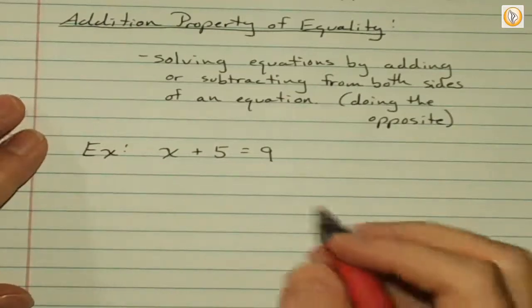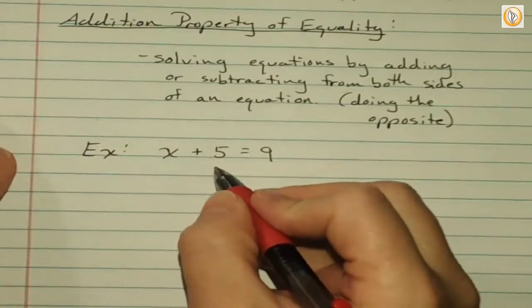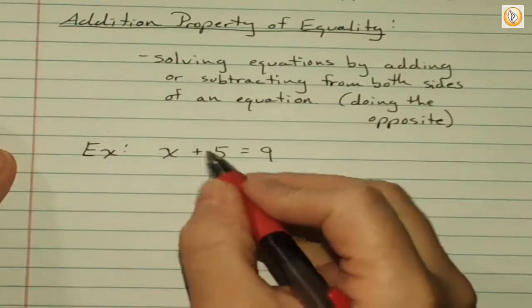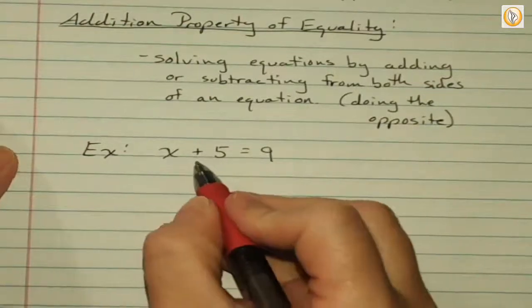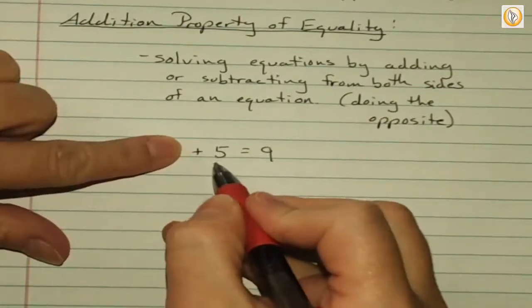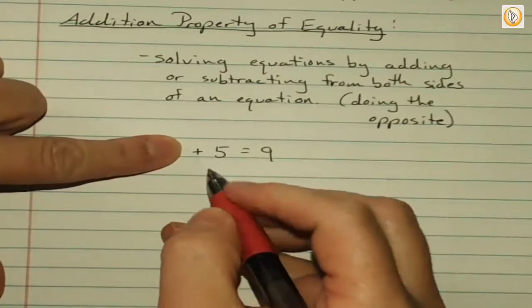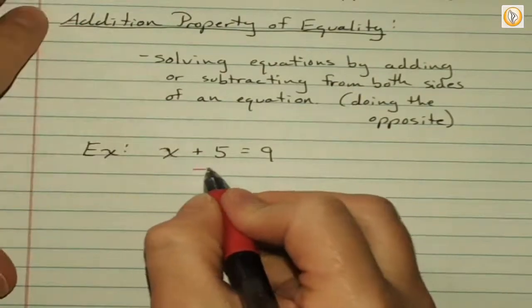Now, the way to get the intruder out is by doing the opposite. This is +5, so what is the opposite of +5, Tanner? It's minus 5.